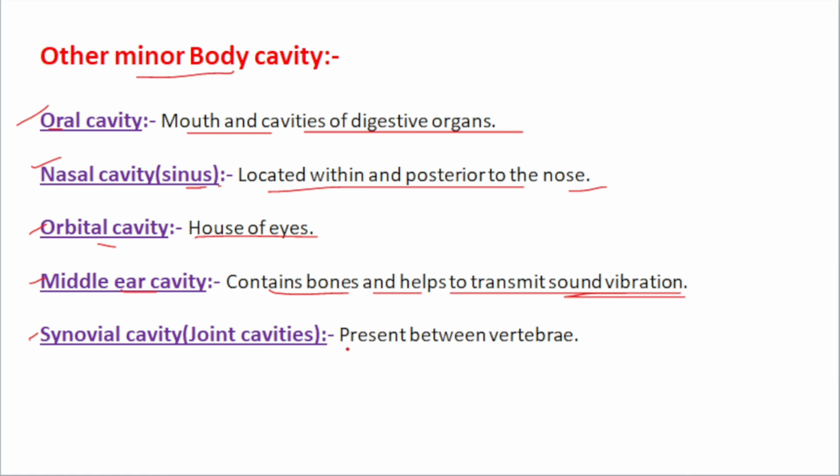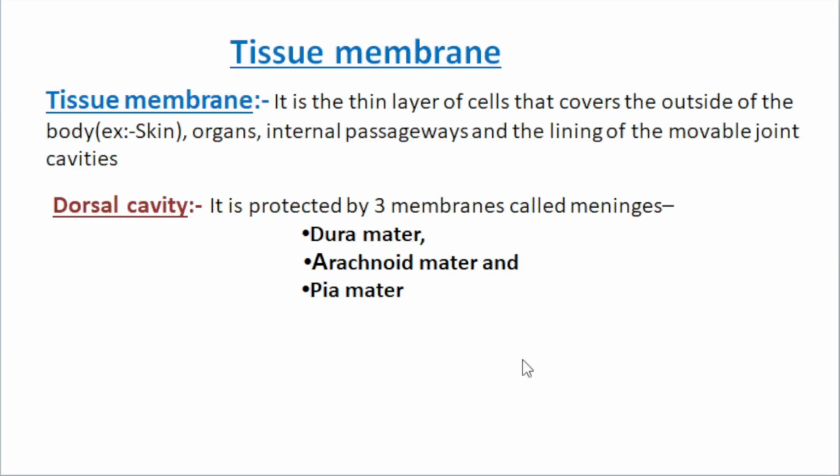Then synovial cavity, it is also called the joint cavity because between two bones there is a fluid that is called the synovial fluid. That's why it is called the synovial cavity. And it is also present between the vertebra.